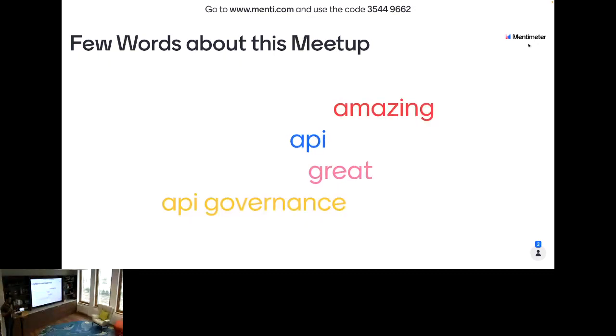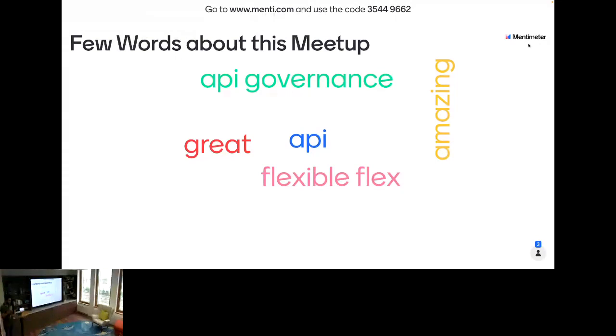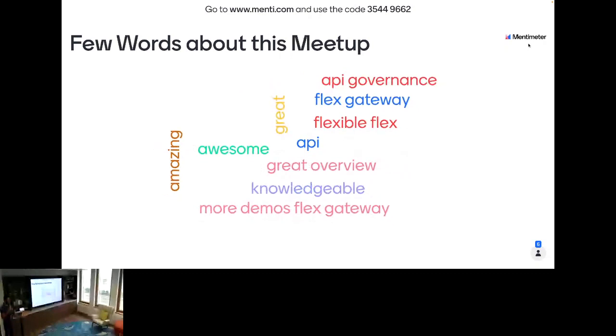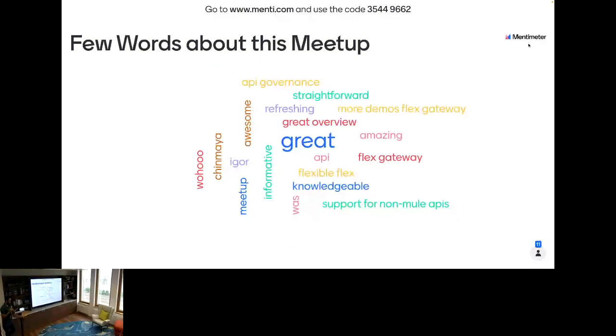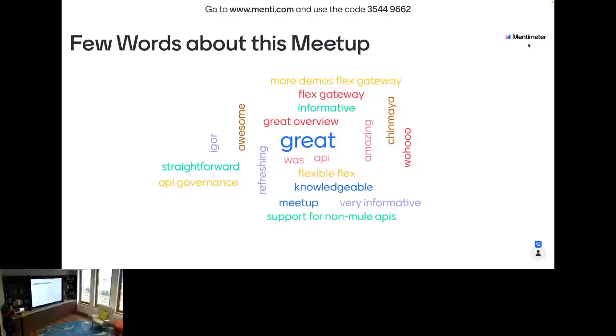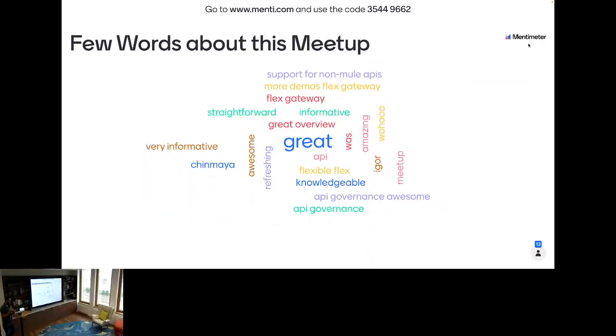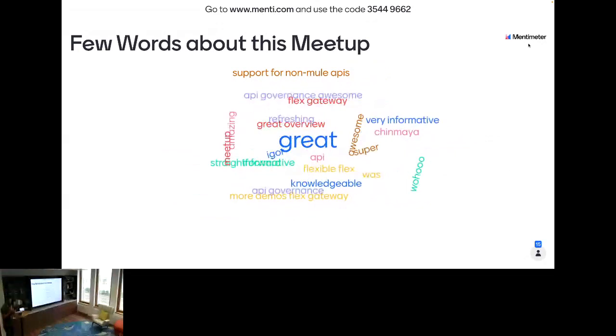Okay, amazing. API governance, flexible flex. That's a good one. Okay. I'm just going to wait for 40 seconds more, and then we move on. Support for more non-Mule APIs. Igor, someone has mentioned your name. Mine too. Awesome. Thanks everyone for your great feedback.